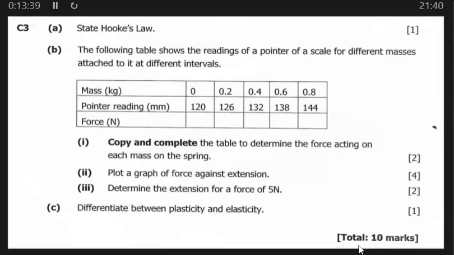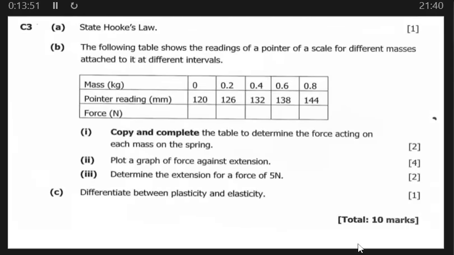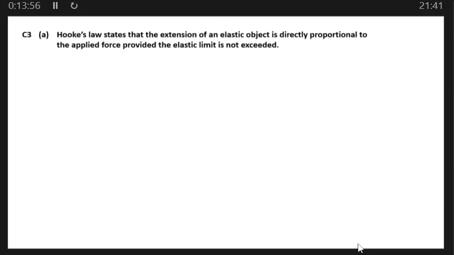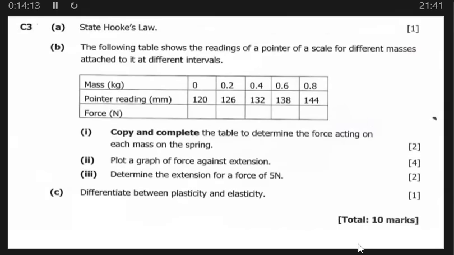This is question C3. C3 says, state Hooke's law. So Hooke's law states that the extension of an elastic object is directly proportional to the applied force, provided the elastic limit is not exceeded. All right, so let's go to the next question, B.